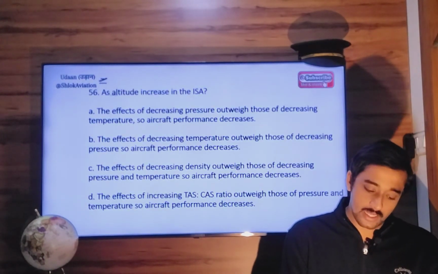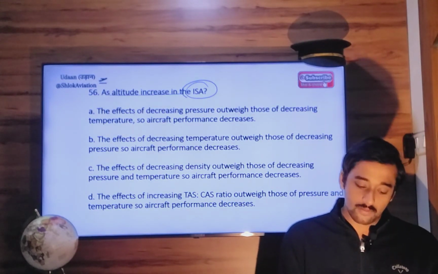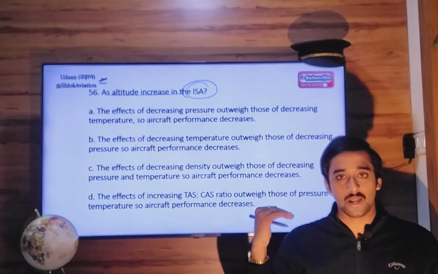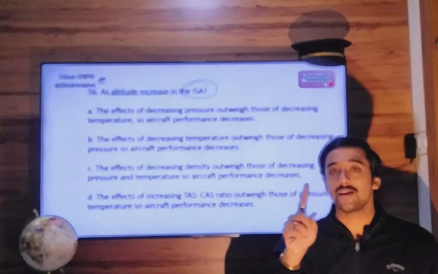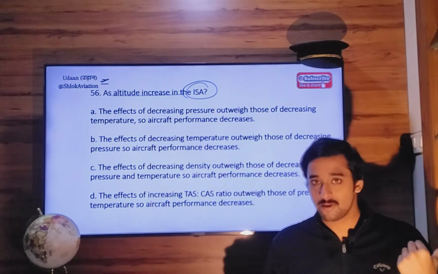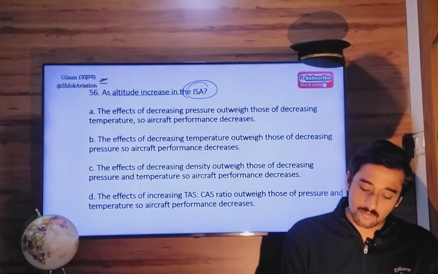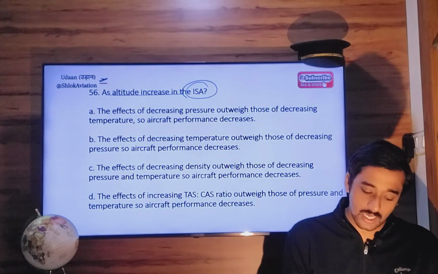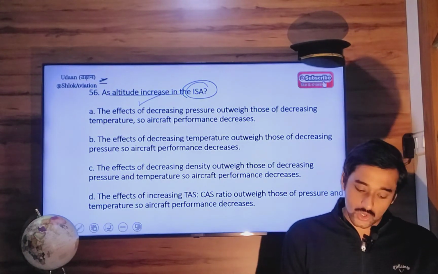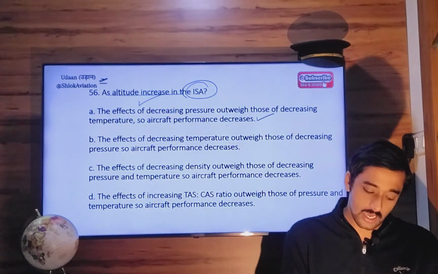56. As altitude increases in the ISA, pressure will decrease, temperature will also decrease, but pressure will be the dominant factor, the controlling factor, like I mentioned before, over density. So the effects of decreasing pressure outweigh those of decreasing temperature, yes. So aircraft performance decreases, yes. So option A is right.